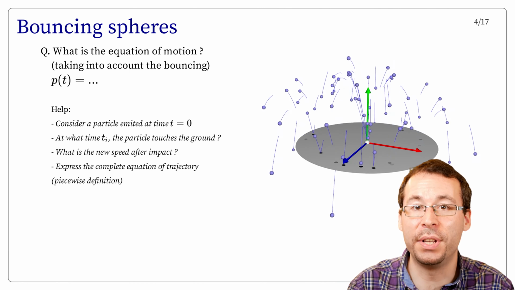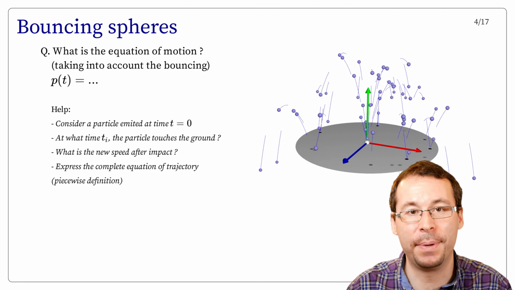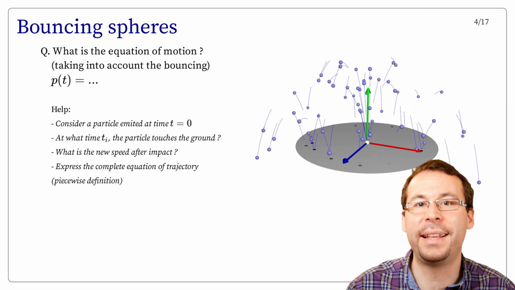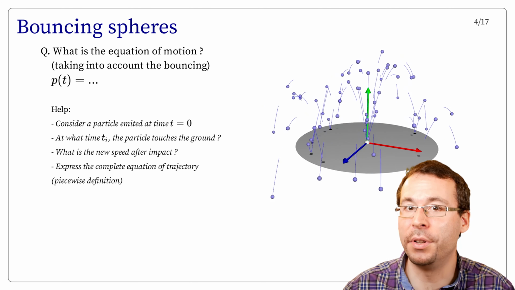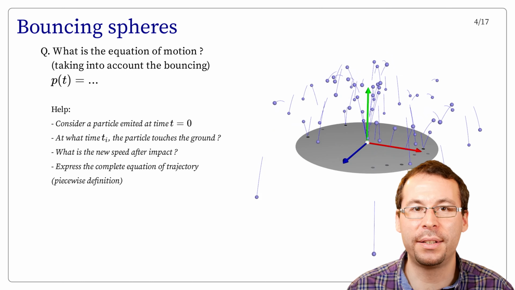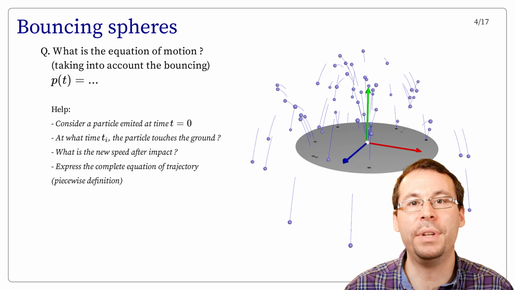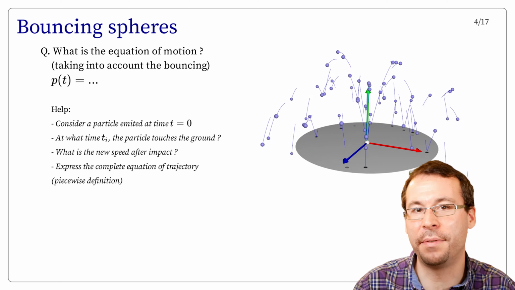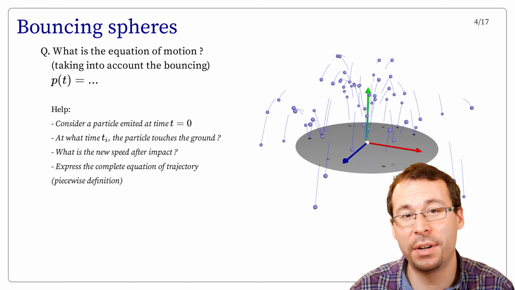So now we have a bouncing motion. This will actually be the objective of your first exercise of the lab class. Now we can wonder what the equation of motion of these spheres is, taking the bouncing into account. So the second question is: how can you write p(t) given the initial conditions p0 and v0? To help you think about it, you can consider a single particle emitted at time t = 0. Then you can compute at which time ti the particle touches the ground. Then you can compute the new velocity after this impact. And by the way, how does this new velocity relate to v0?